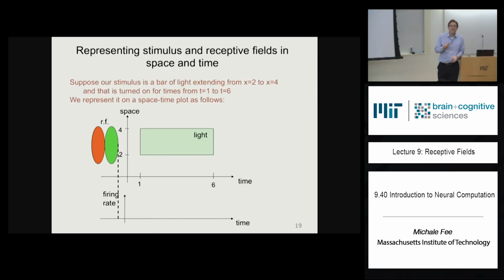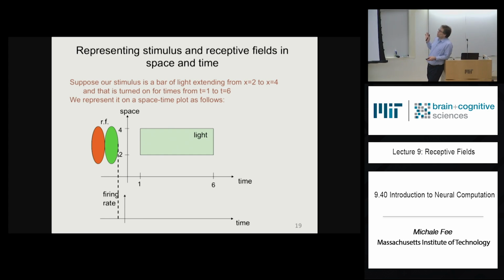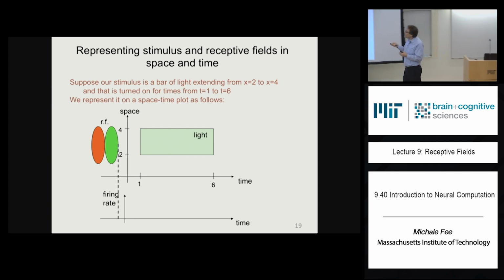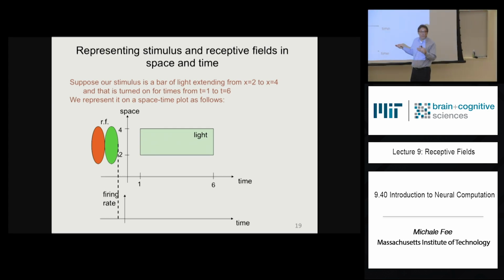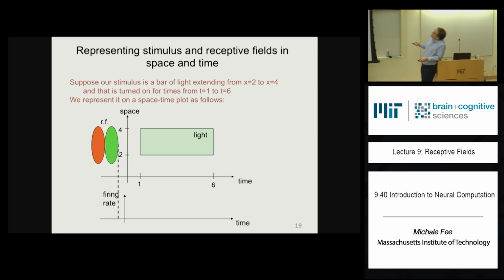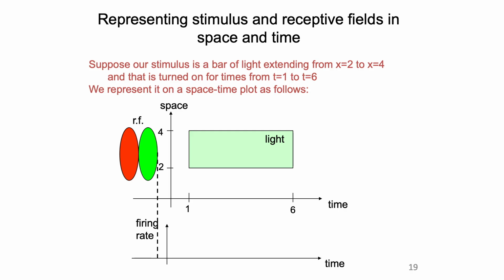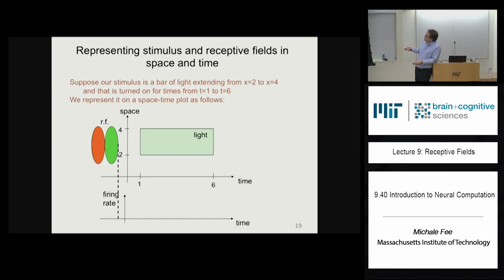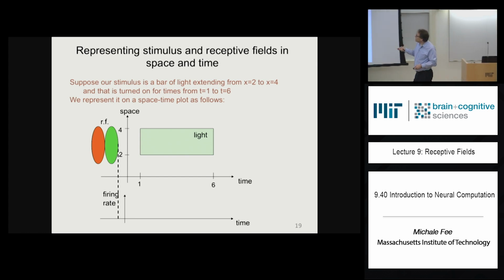All right, so let's develop some intuition about how neurons with a particular receptive field will respond to a particular stimulus. So here's what I've done. I've taken a spatio-temporal receptive field, here. This is a function of position and time. And we're going to figure out how that neuron responds to this stimulus.